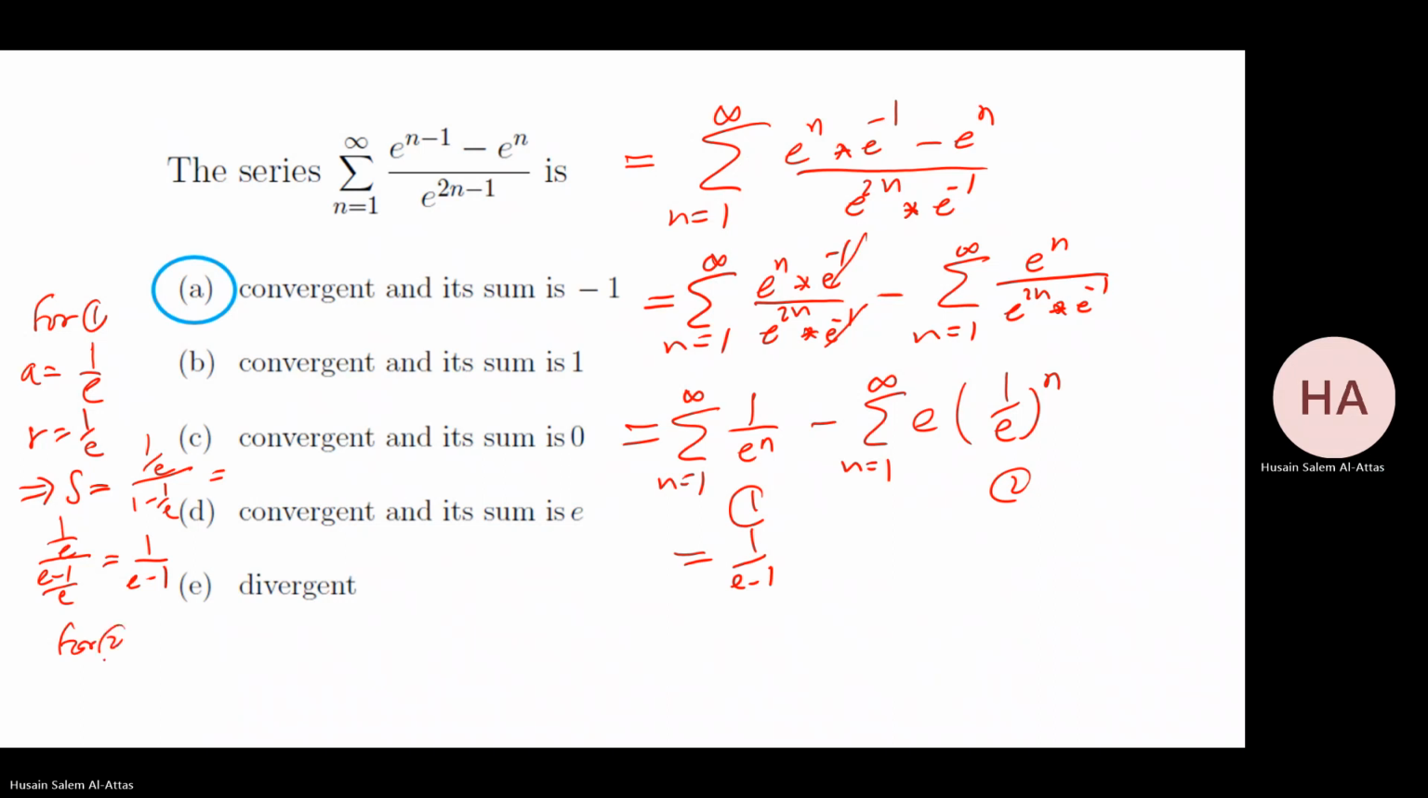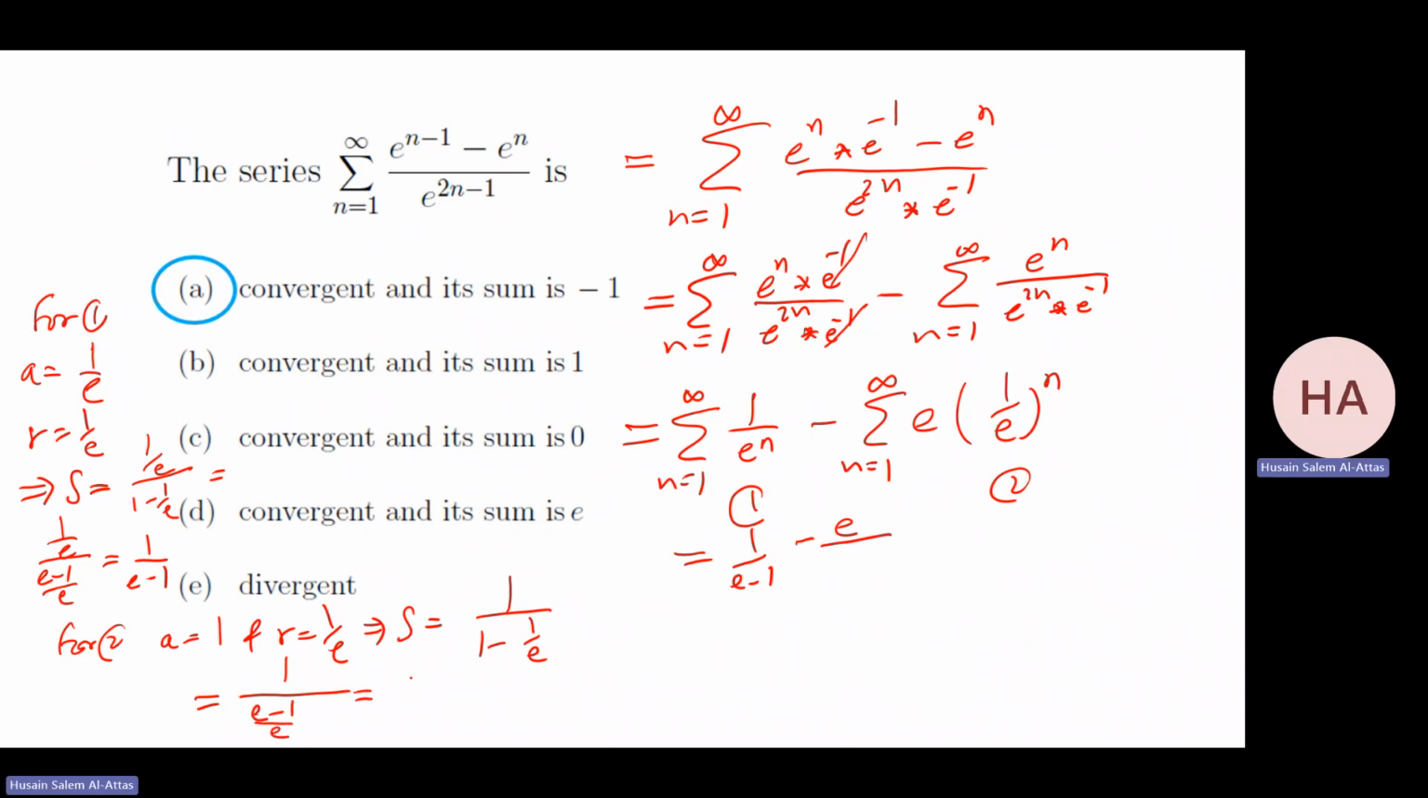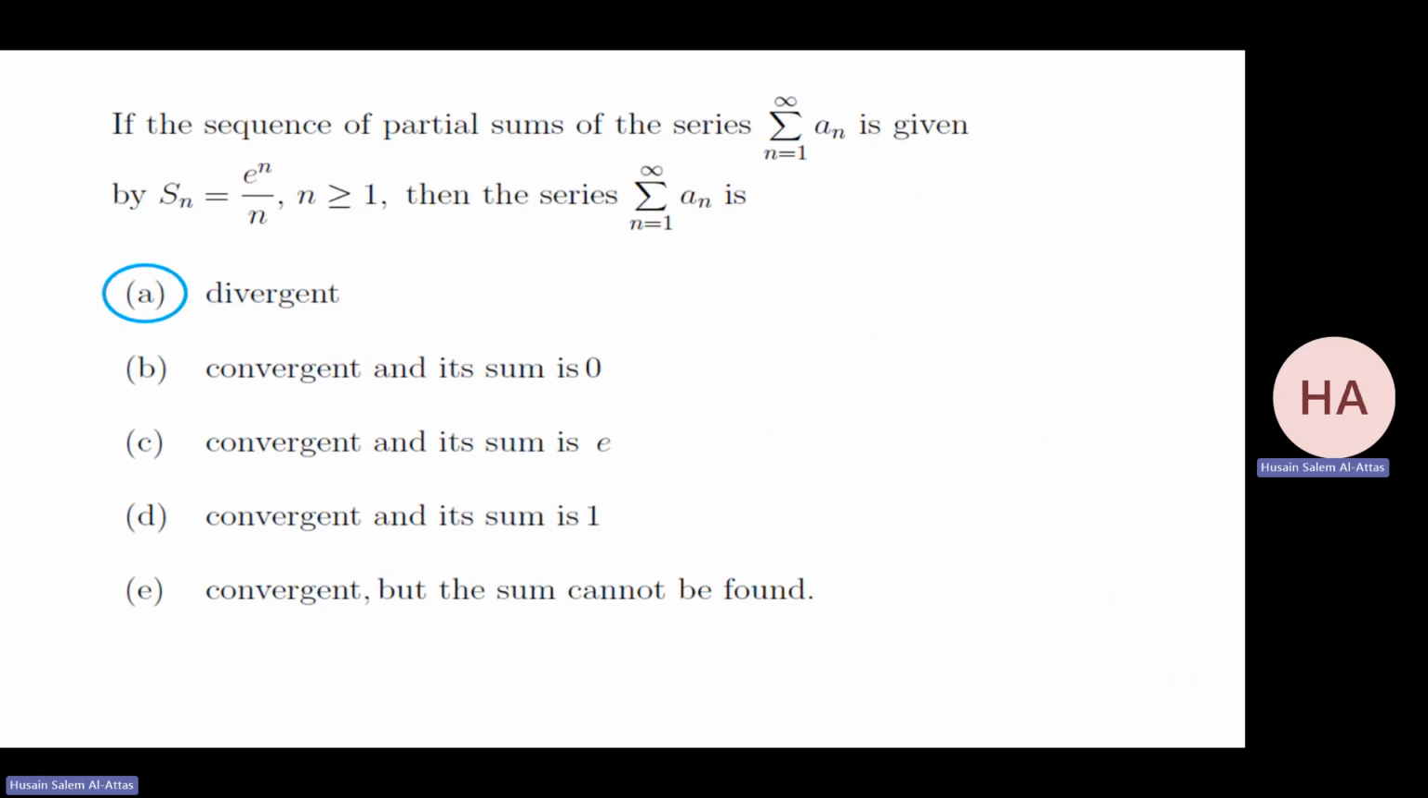Now for 2, what is a? A is at n equal 1. It will be 1. And what is r? 1 over e. So it will be S equal 1 over 1 minus 1 over e. And that will be e over e minus 1. So that will be minus e over e minus 1 here. Let me do it in details. So that will be 1 minus e over e minus 1, which is minus e minus 1 over e minus 1, cancelled. I'm getting minus 1. So this is the answer. Sum minus 1.